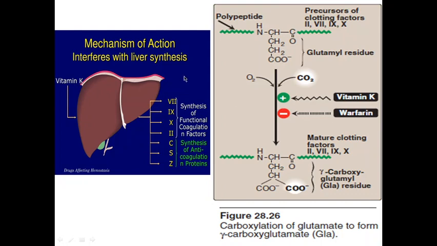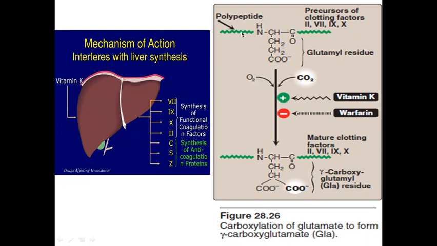This figure shows that in the liver, vitamin K is quite essential for the synthesis of functional coagulation factors. These coagulation factors are synthesized, and the anticoagulation proteins like protein C, S, and Z are all synthesized in the liver, but they are not functioning unless they are carboxylated by the help of a vitamin K dependent carboxylase.